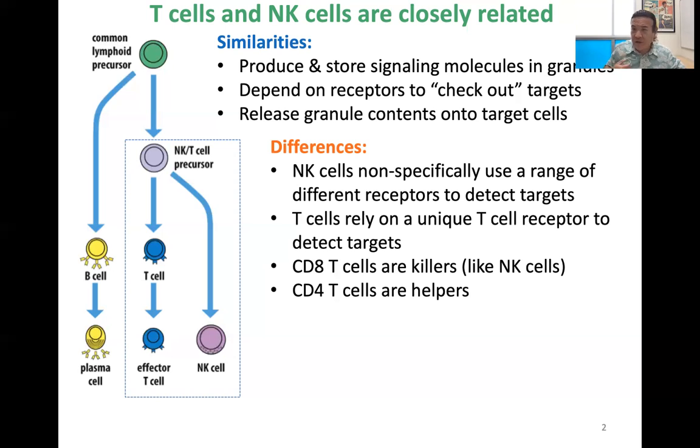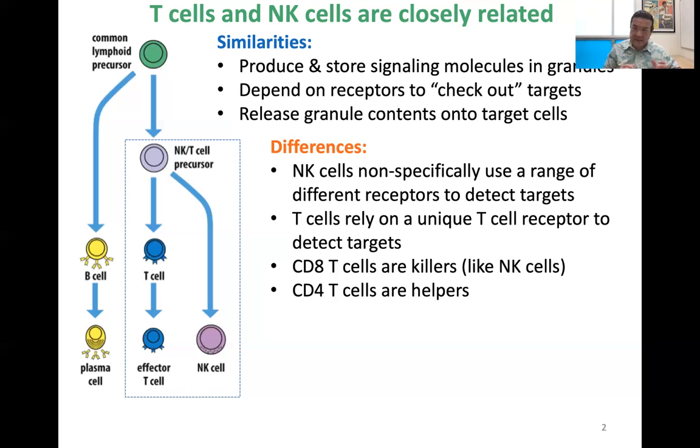Something that does not come pre-programmed to be recognized by the more generic immune receptors that an NK cell has. And a further difference is that whereas NK cells primarily function as killers, like the CD8 positive T cells that also function as cytotoxic killing cells, the other type of T cell that we've talked about, the alpha beta T cells, are the CD4 helper T cells, right?